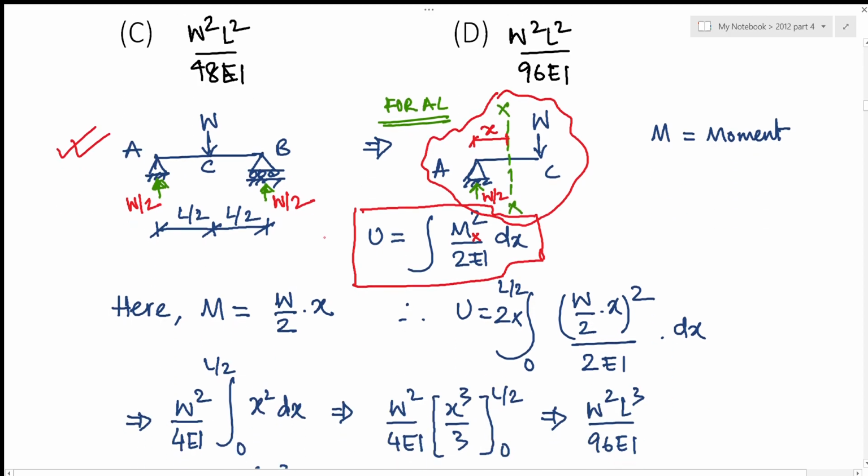So the moment here is calculated and comes out to be W by 2 into x. You can see W by 2 into x gives us the moment here. So the strain energy of this whole beam is given by 2 times, because this is a symmetrical section and AC and CB sections are identical in nature. So just multiply it by 2, integrated from 0 to L by 2. These are the boundary conditions, and M here is W by 2 times x, whole squared by 2EI dx.